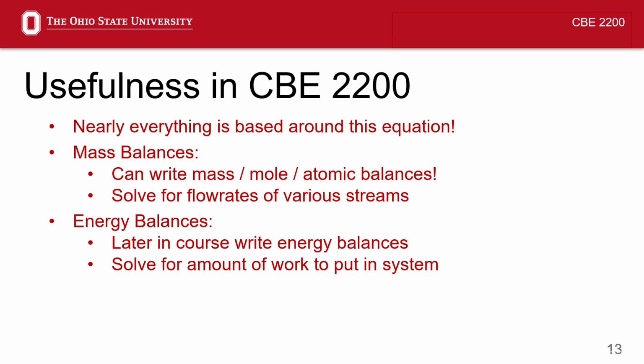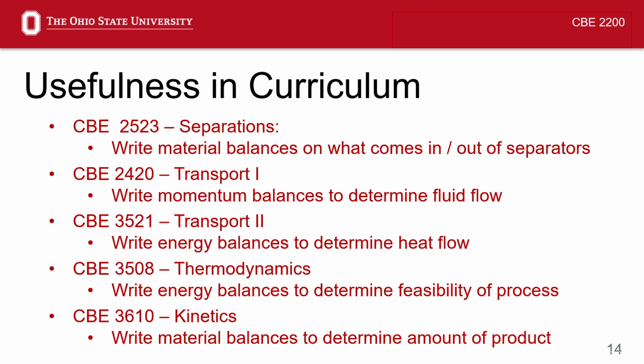And so this can help you solve the amount of energy you have to put in the system, the amount of energy you can take out in the form of work, or the amount of heat you have to put in. It's just different ways that you can solve for stuff to figure out everything about your system, a way you can balance what goes in and what goes out. So how is this useful in the rest of your career here at OSU? Well, I'm not kidding when I say in literally every chemE course, you're going to be using this equation in some form or another. In separations, you need to know how much goes in, how much comes out of your separators. In Transport 1, you get a little more unique, and you're going to write momentum balances to understand how fluid is going to be flowing in your system.